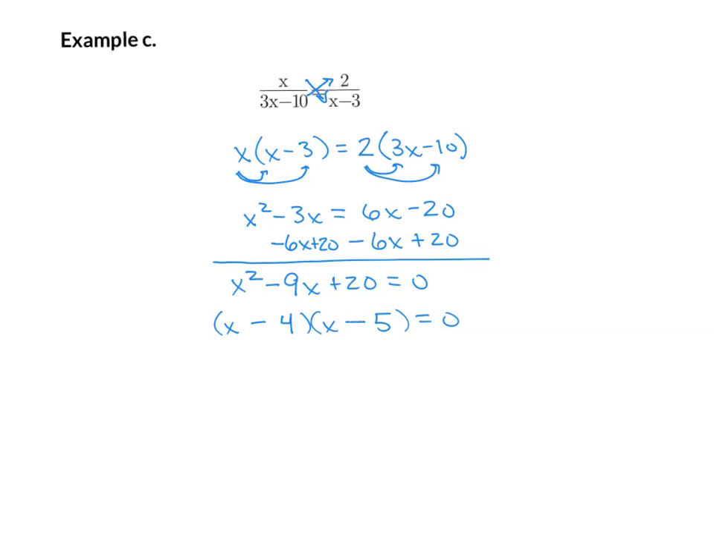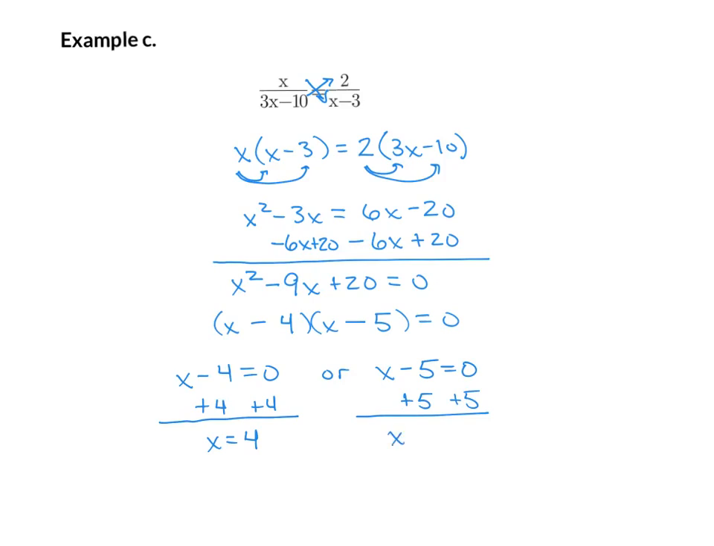We can set each factor equal to 0 and solve. So in my first one, I can add 4 to both sides. We get x equals 4. Second one, I can add 5 to both sides. We get x equals 5.